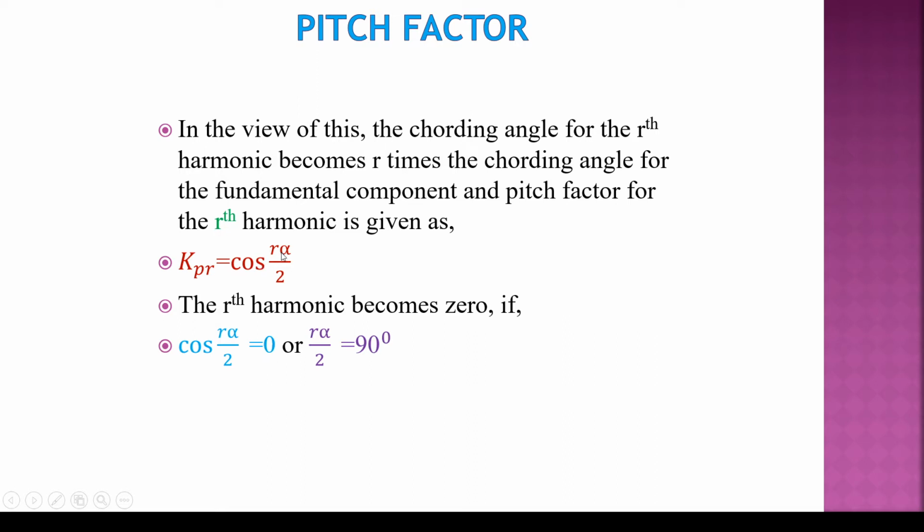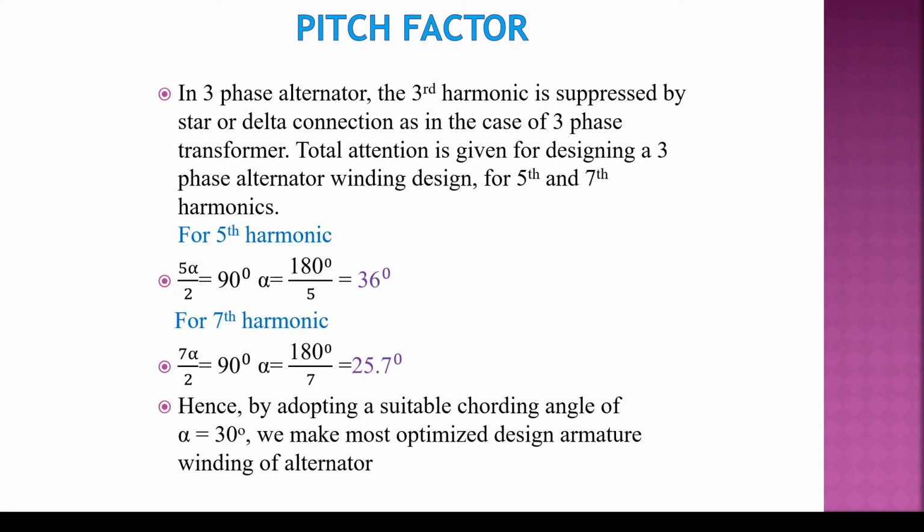So when cos of R alpha by 2 is 0, then R alpha by 2 will be equal to 90 degrees. So the third harmonic will be suppressed by star or delta connection in the case of a three-phase transformer.